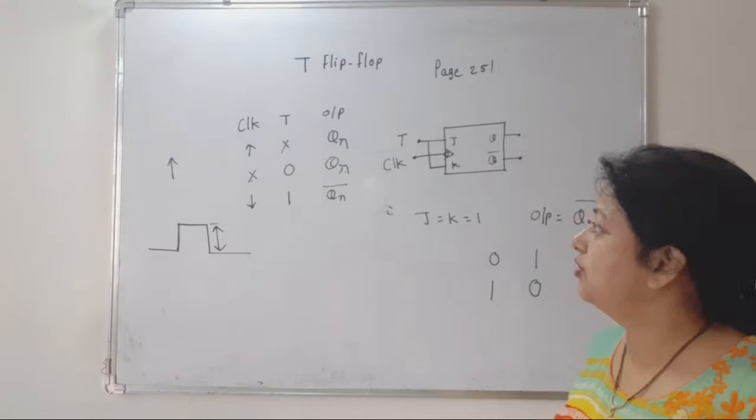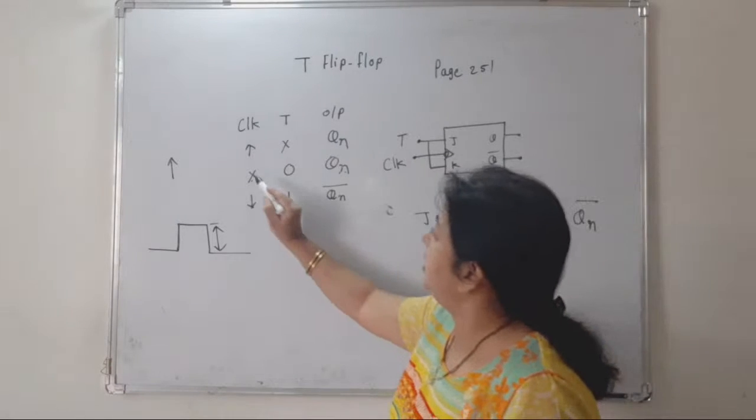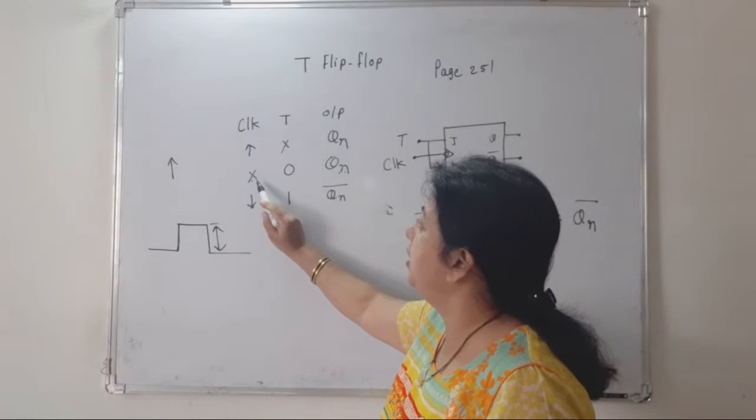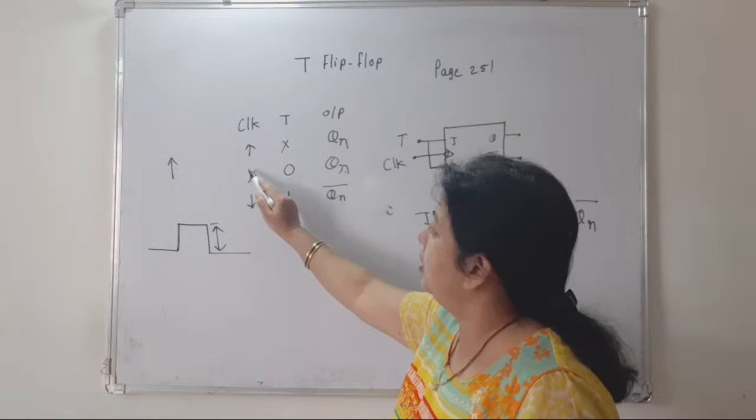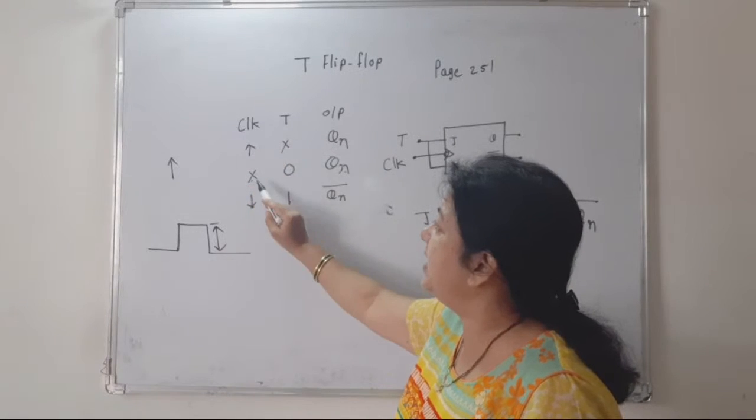Okay? So, what happens whenever any clock is given? Suppose positive, negative, 0, 1, whatever, it is a don't care condition. Means the clock can be anything.